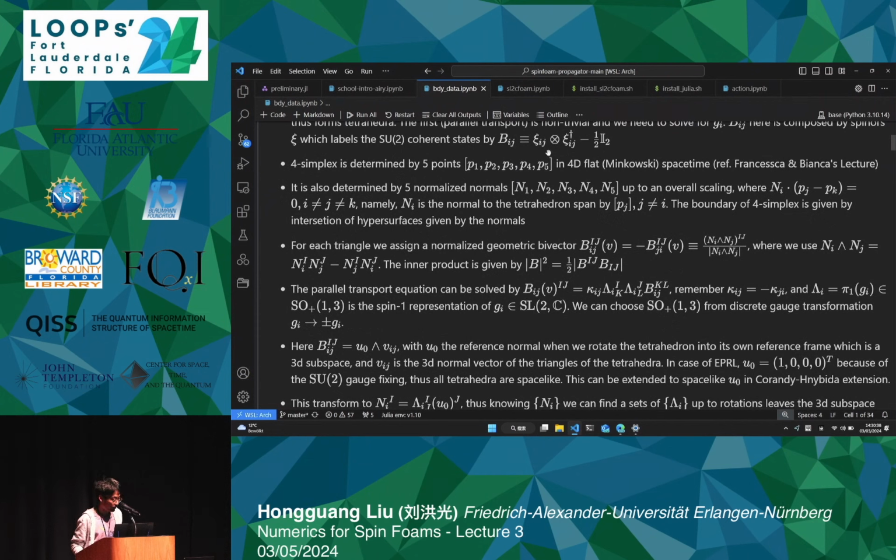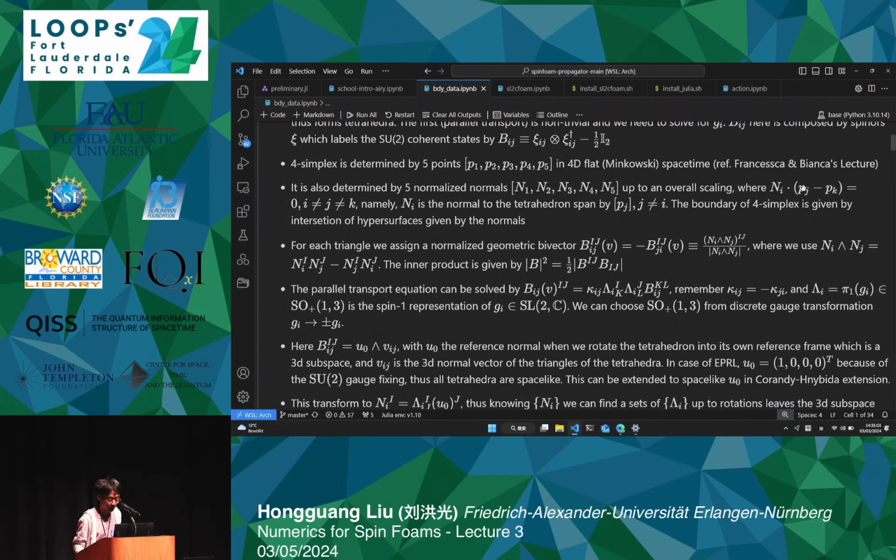And equivalently, we already said last time, it can also be determined by 5 normalized 4D normals. So other 5 points of 5 normalized normals. Of course, this is normalized, so the 4-simplex is determined up to an overall scaling. And then when we fix the area, everything is fixed.